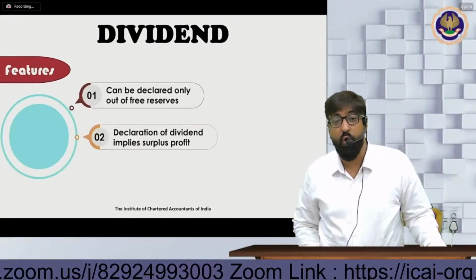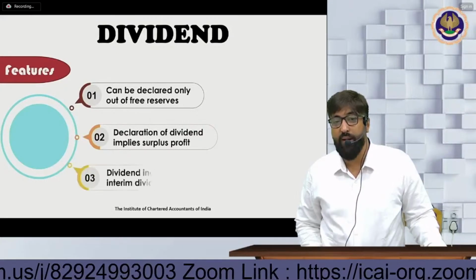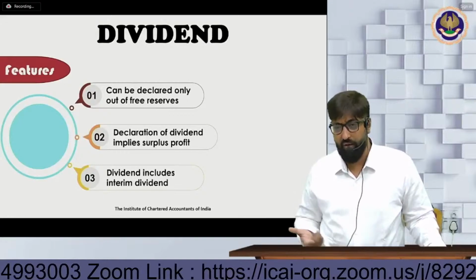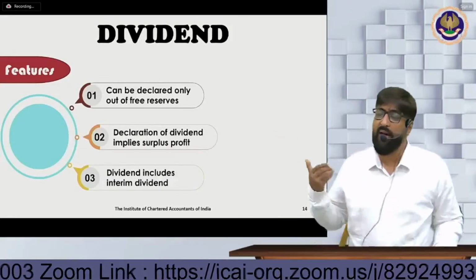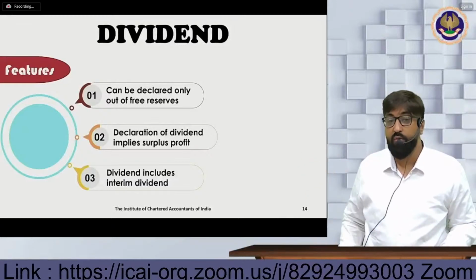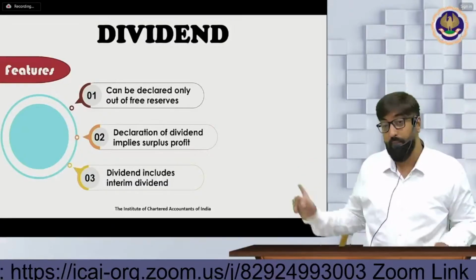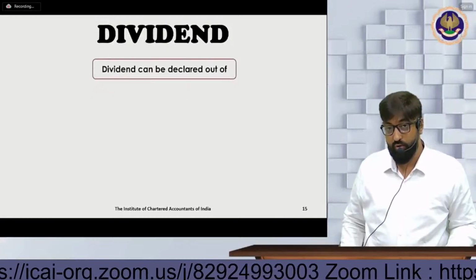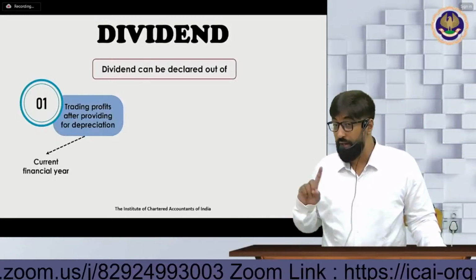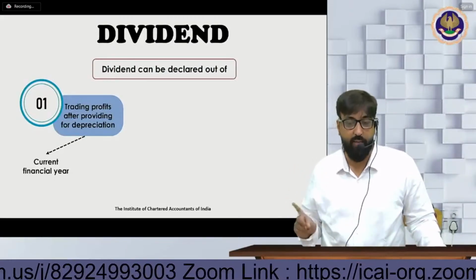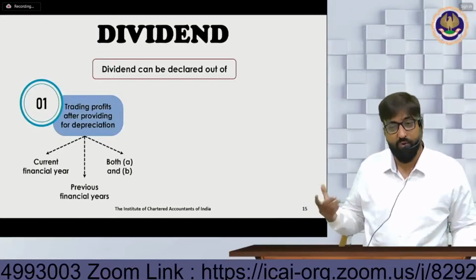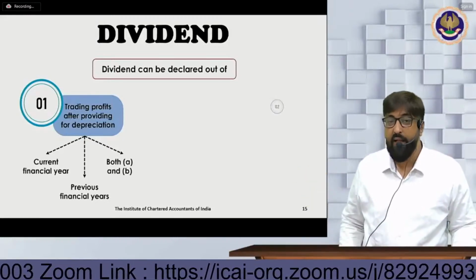It can be declared out of free reserves. Declaration of dividend implies surplus profit. Dividend includes interim dividend. Interim dividend means in between, it is not the final dividend. Final dividend is declared after the financial statements, in the AGM. This is the company's decision. Dividend can be declared out of trading profits after providing depreciation of the current year. Without depreciation, please do not pay any dividend. Depreciation is important, and also depreciation of previous years, that is unabsorbed depreciation. In income tax you will understand this, and both A and B.